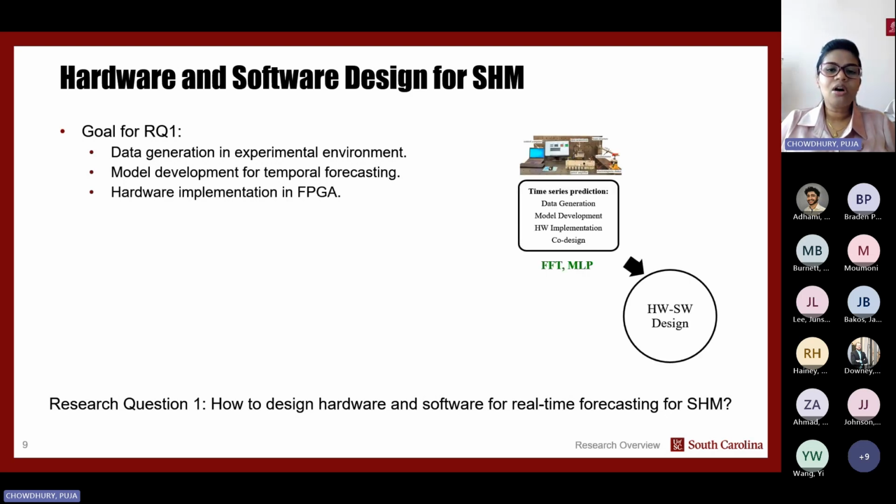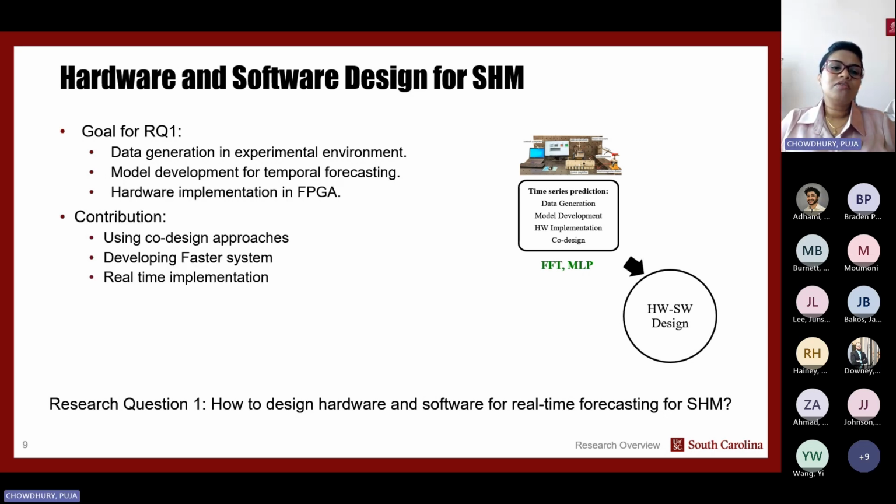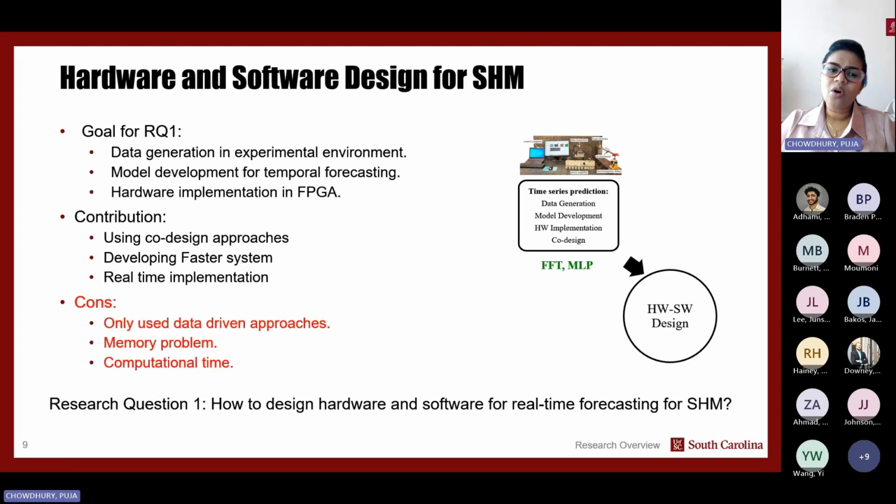Here is a simple layout of this first research question. The contribution of this part is using a co-design approach. That's why we consider this part hardware-software design, or co-design. Developing a faster system, I developed FFT and MLP approaches and did the real-time implementation in FPGA. But it comes with some cons too. The first con is that it only uses data-driven approaches. Here it still has memory problems and computational problems. So we need to dig deeper.